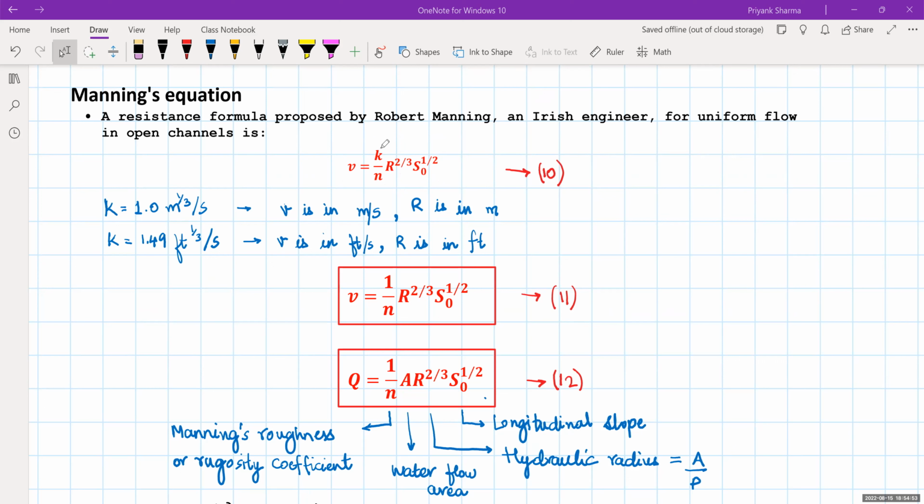Now this value K is taken as 1 if you are using the SI system, and it is taken as 1.49 if you are using the FPS system. So the units of this K are meter raised to 1 by 3 per second, and in case of FPS, it is feet raised to 1 by 3 per second. Usually in textbooks you will find that V is equal to 1 by n R raised to 2 by 3 S naught raised to half.